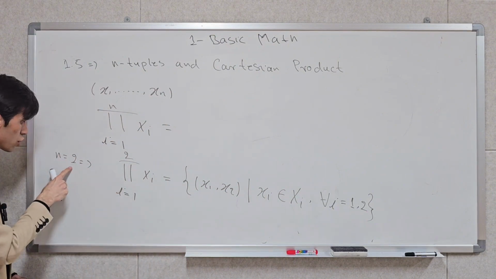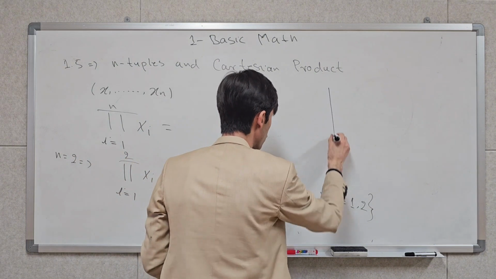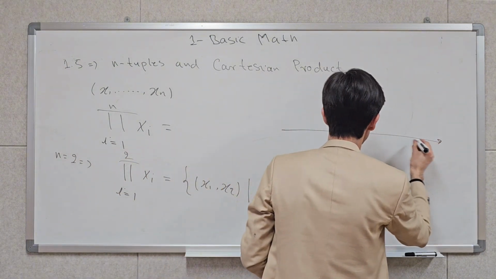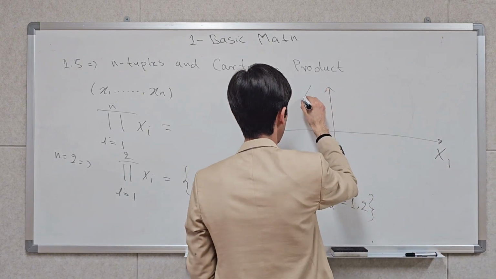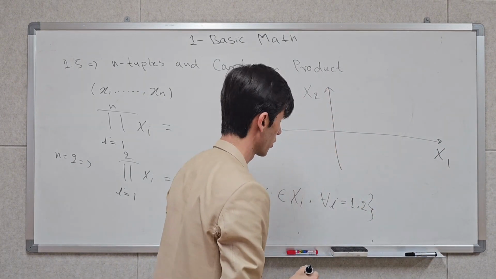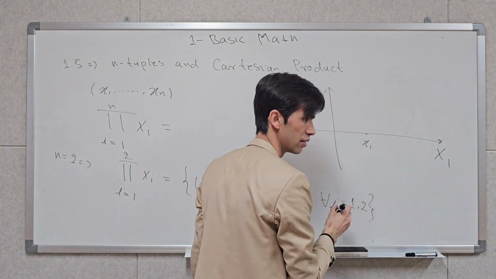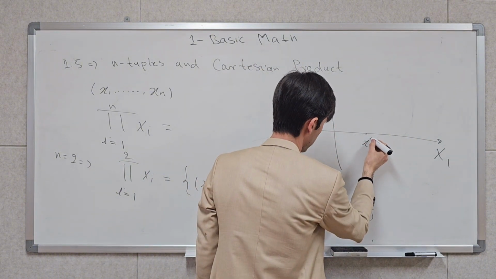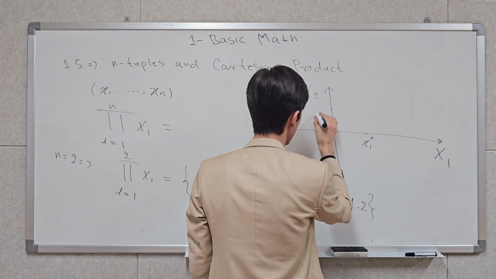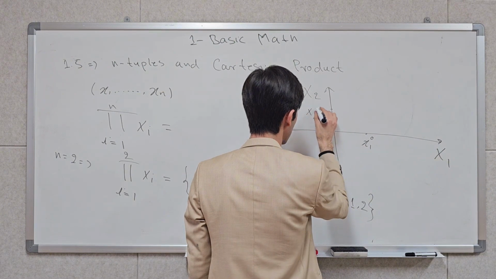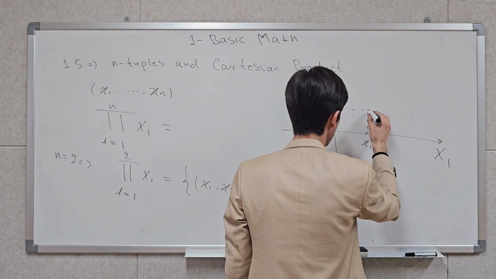Actually, this n shows the dimension, how many dimensions we have. If n is 2, it means we have only 2 dimensions, x1 and x2. For example, let's see, this one is x1. Suppose this one is x1 0, the starting point. This one is x2 0.